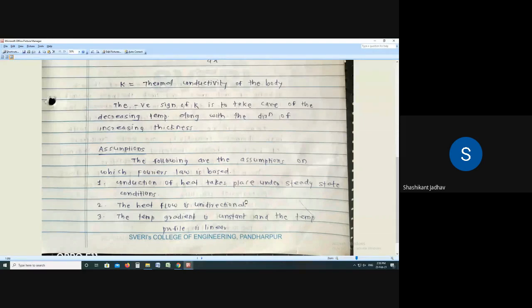Then write down the third assumption, the temperature gradient is constant. So dT by dx should be constant, meaning the temperature profile is linear. So write down the third assumption: the temperature gradient is constant and the temperature profile is linear.